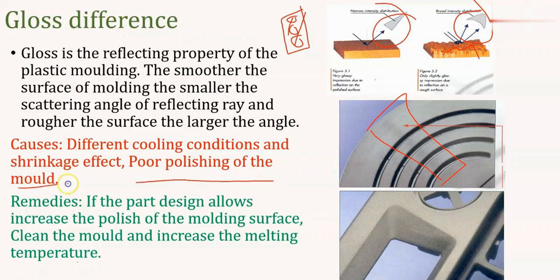And poor polishing of a mold, right? That means foreign debris, or we have not properly cleaned the material of a previously molded part. Such accumulation will make the gloss difference on the surface. What are the remedies? If the part design allows, increase the polish of the mold surface, redesign the mold and clean the mold, and increasing the melting temperature will also reduce this shrinkage effect.